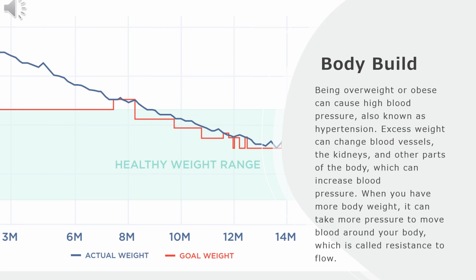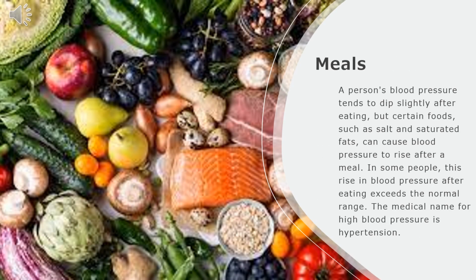Being overweight or obese can cause changes in the blood vessels, kidneys, and other parts of the body, which can often increase blood pressure. This is because excess weight can cause resistance to flow, which is when more pressure is required to move blood around the body. People with fat around their abdominal area are at greater risk of developing hypertension. Often, your blood pressure is higher before eating because after you eat, blood pressure typically drops as blood is diverted to the digestive system. While eating a meal usually causes a slight drop in blood pressure, intermittent fasting sometimes lowers blood pressure.